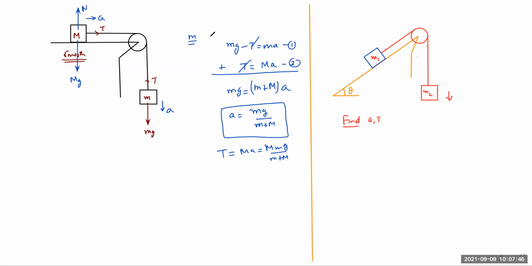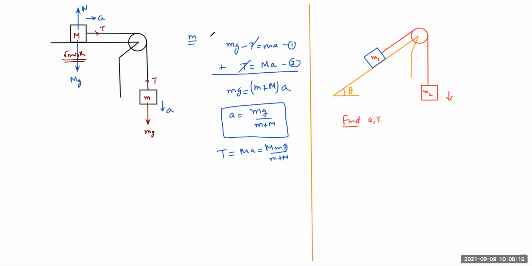Sir, I got the acceleration. Yes, tell me the answer. Sir, my acceleration is m2g divided by m1 plus m1 cos theta. That's wrong. Sir, can I send you my answer? No, I got it. I know what mistake you made.